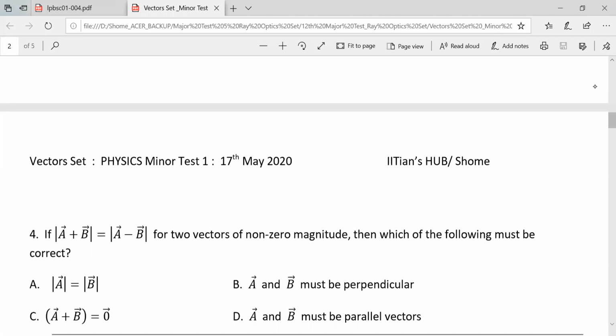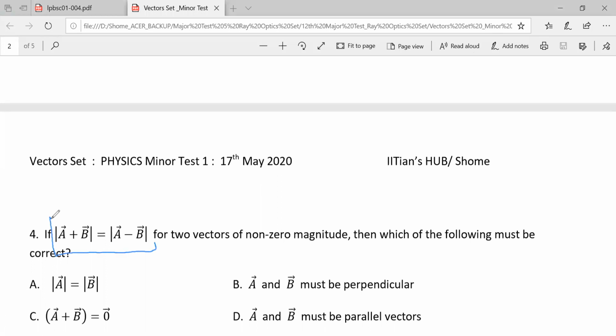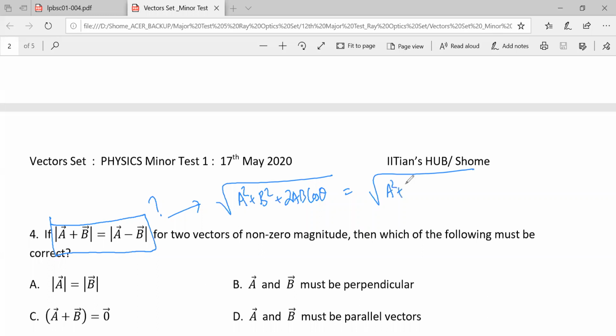So I'll tell you what to do in the fourth question in case you haven't done it. ये जो condition लिखा हुआ है, इसका meaning क्या है? Meaning of this is that... So what does this actually mean? Is that cos theta is equal to 0. That means they must be perpendicular to each other.